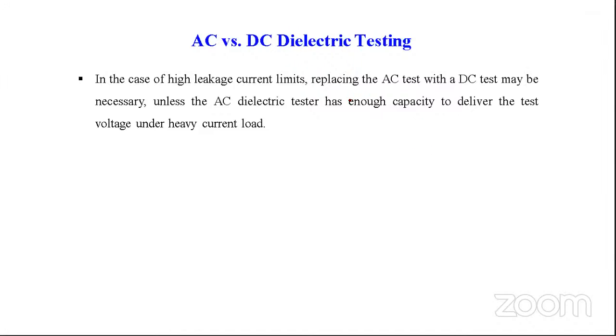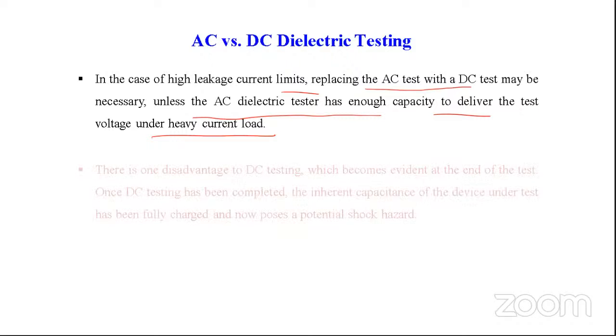In case of a high leakage current limit, replacing the AC test with a DC test may be necessary unless the AC dielectric tester has enough capacity to deliver the test voltage under heavy current load. You can perform the test with an AC supply also, but the AC supply must have the capacity to deliver that high amount of charging current corresponding to the higher voltage. But in most cases, performing the dielectric test with DC is much more advantageous compared to AC.